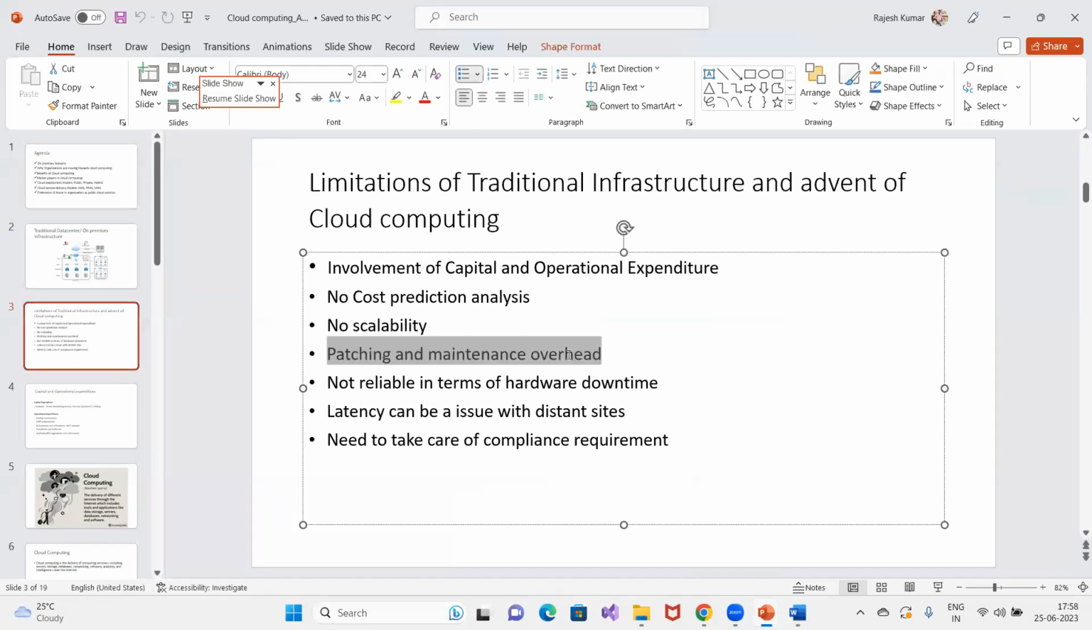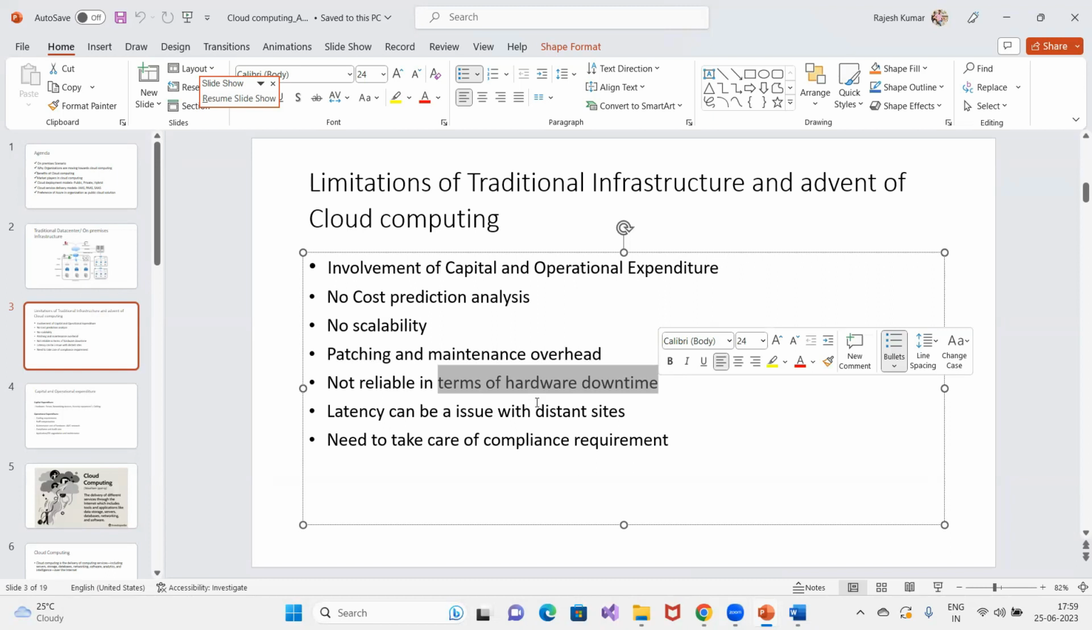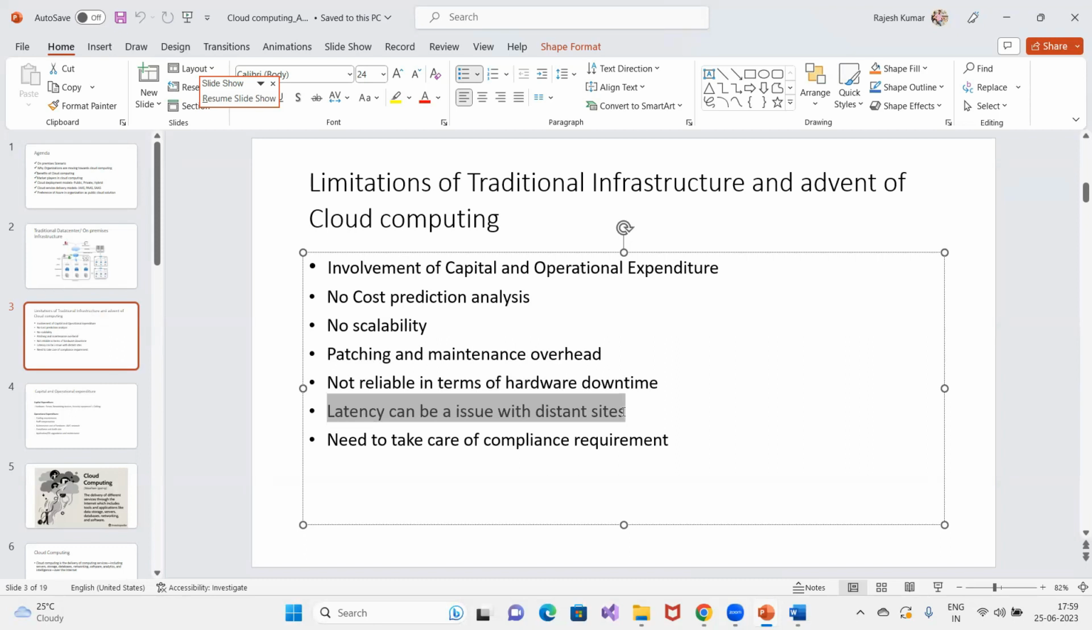Then patching and maintenance was one of the problems in the on-premises scenario. We had to manage the patching part and the update of all the servers, and there is money involved. The on-premises hardware was not reliable. If any hardware is down, it will affect our services. Slowness was a problem. If my server is in India and my users are in the US, they used to face a lot of slowness and were unable to access my services. So that was also one of the challenges.